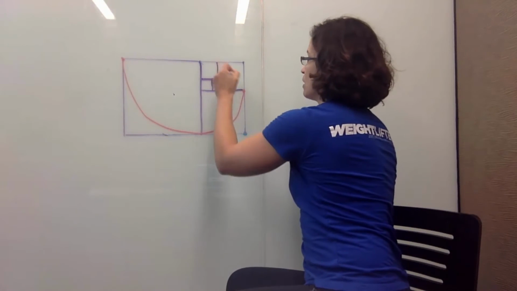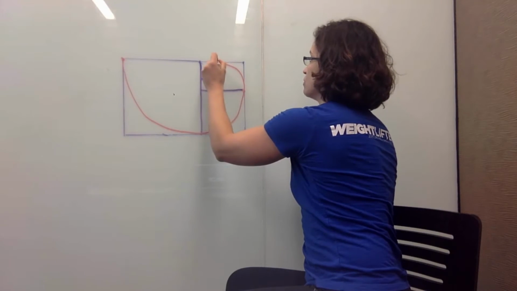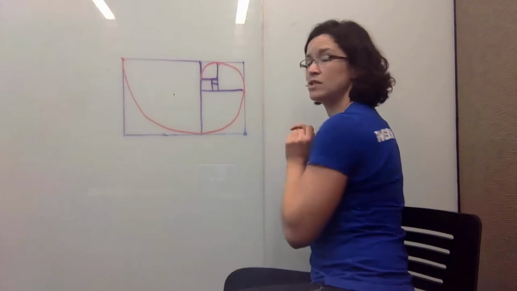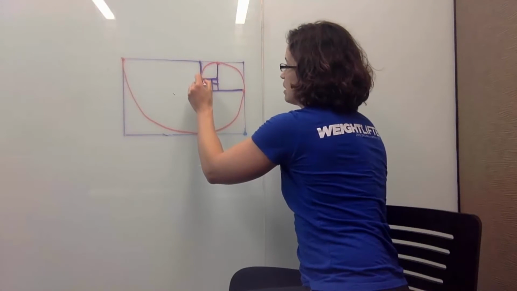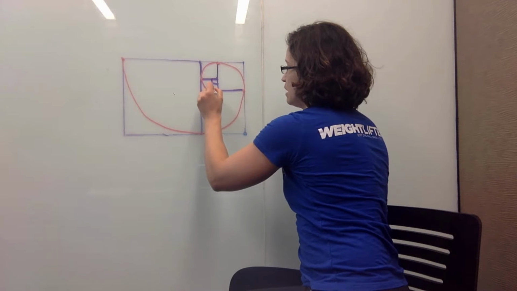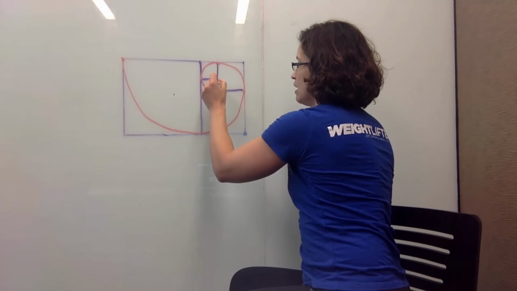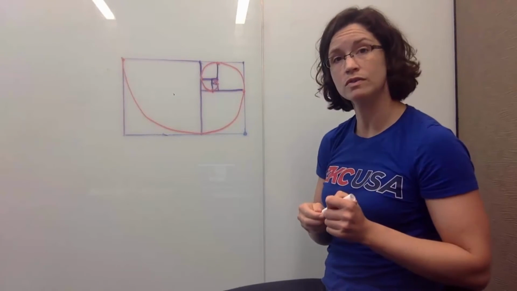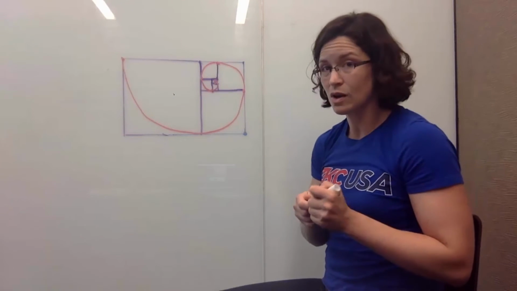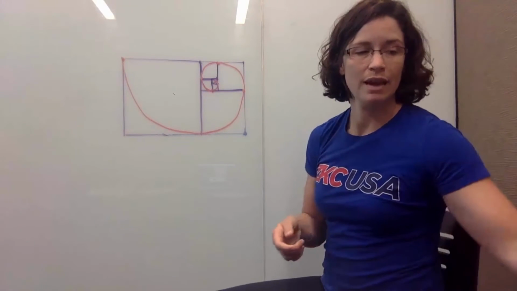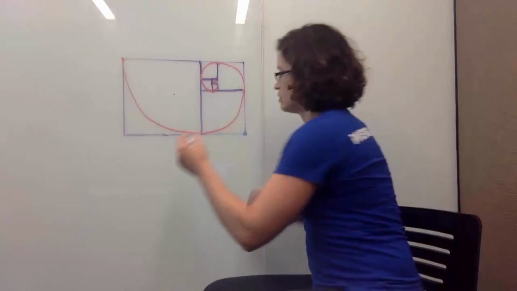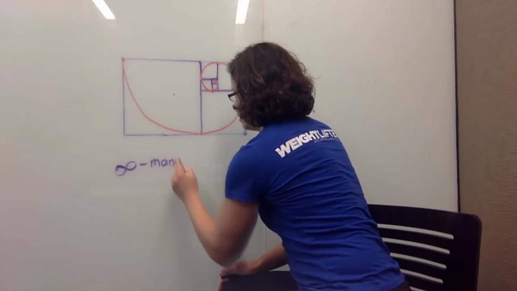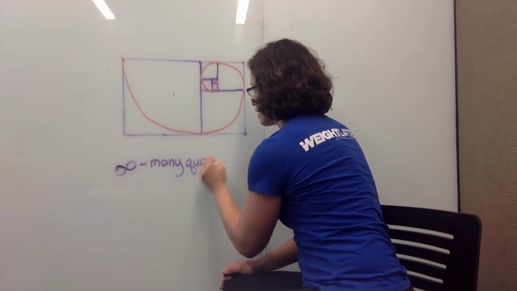And then this square, you map out a quarter circle like that, and then this square gets a quarter circle that's even smaller. Every time you finish a quarter circle, you should be entering a new smaller square, and it's going to make a smaller and smaller and smaller set of quarter circles. This is called a golden spiral. One thing that's important to note is that there are infinitely many quarter circles around the spiral.